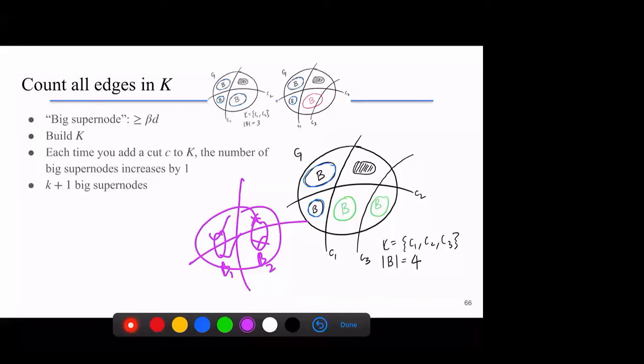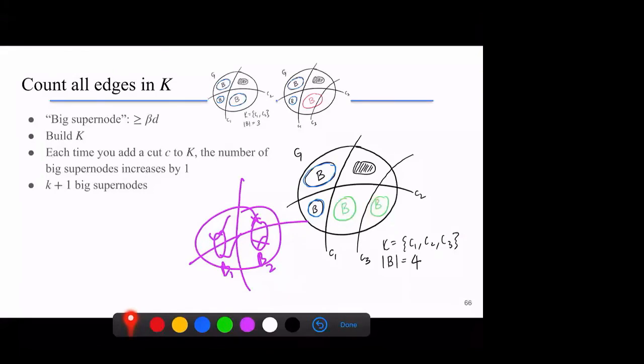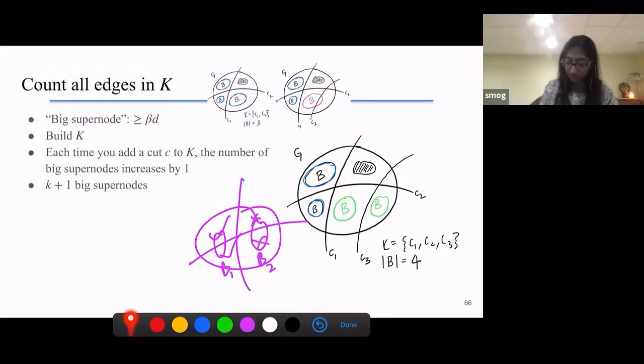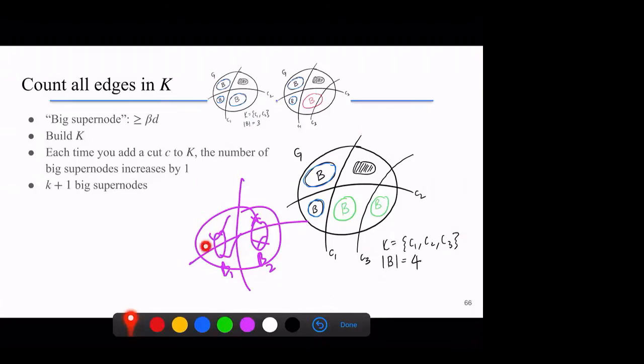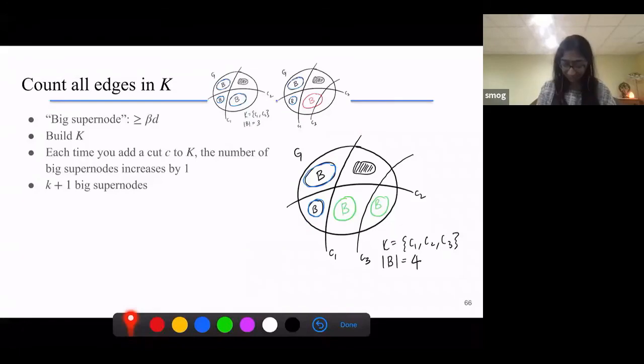Right, exactly. But the thing is, we're only going to split the supernodes that are good for C3, right? If this previous supernode was bad for the new cut, then we're not going to split it up. We're only going to split up the supernodes that are good. Does that make sense? Yeah. Thank you. Okay. Awesome. So that was a good question, right?